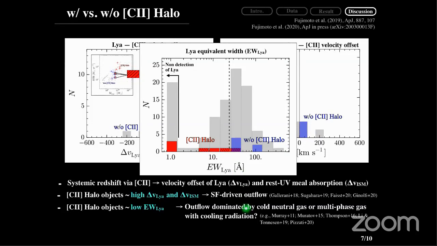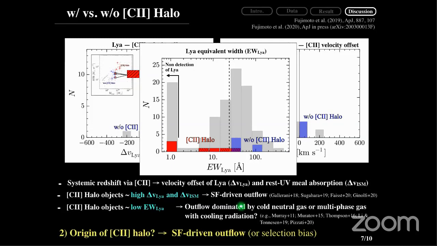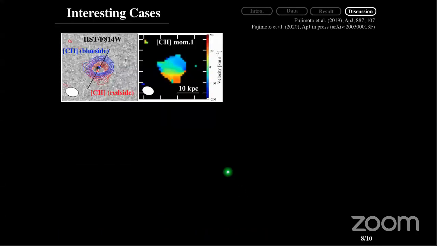As a brief wrap up of this slide, now we are addressing the second question. The origin of the C2 halo might be the star formation driven outflow, while we cannot rule out the possibility of the selection bias toward the luminous objects. But here I'd like to show some interesting cases well aligned with the star formation driven outflow scenario. One C2 halo object clearly shows its rotation feature beyond 10 kiloparsec scale, and its rotation axis has a good agreement with the rest frame UV measured axis.